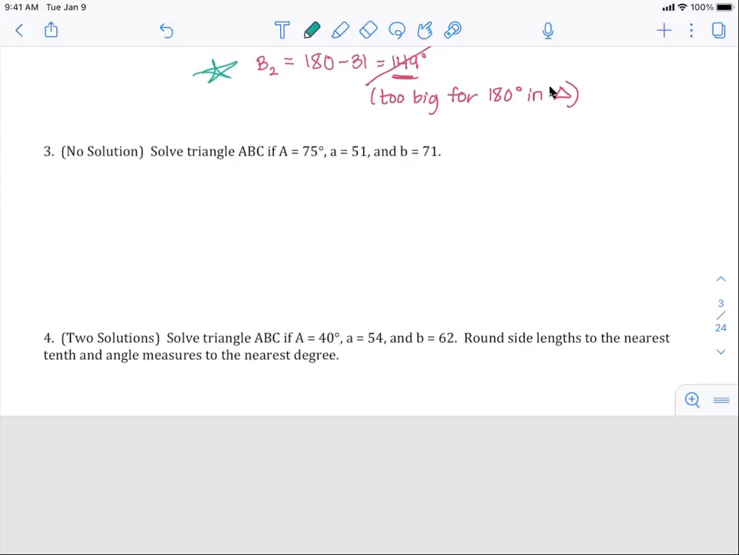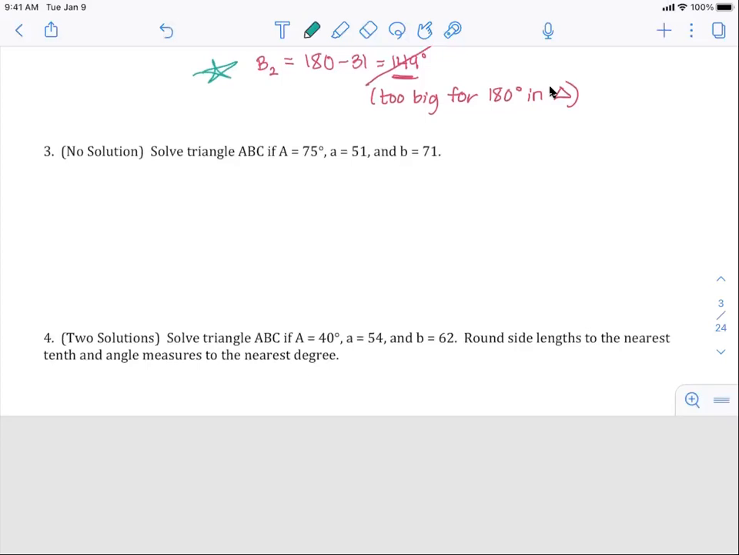Not that it's bigger than 180, but you're thinking along the right lines. What do we know about sine? Sine has to be between -1 and 1. So if that ratio that you plug in, sine of whatever divided by sine of whatever, if that ends up being bigger than 1 or less than -1, you're not going to get a triangle. That's what's going to happen here.